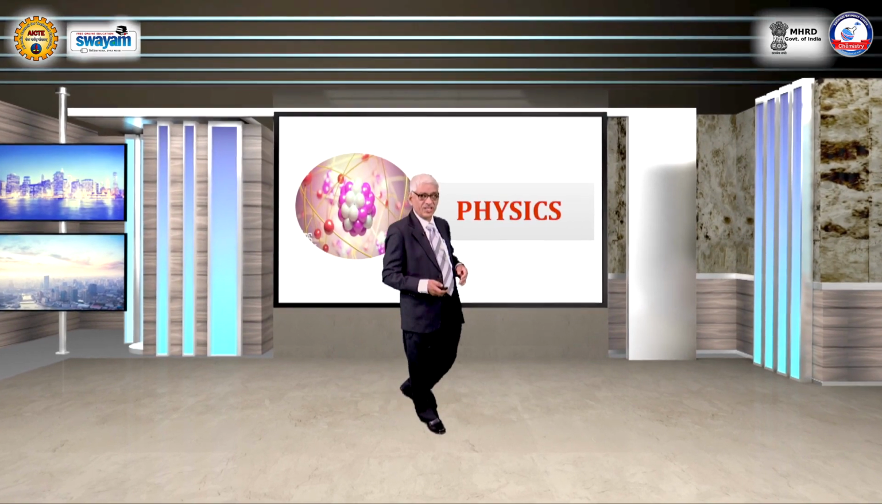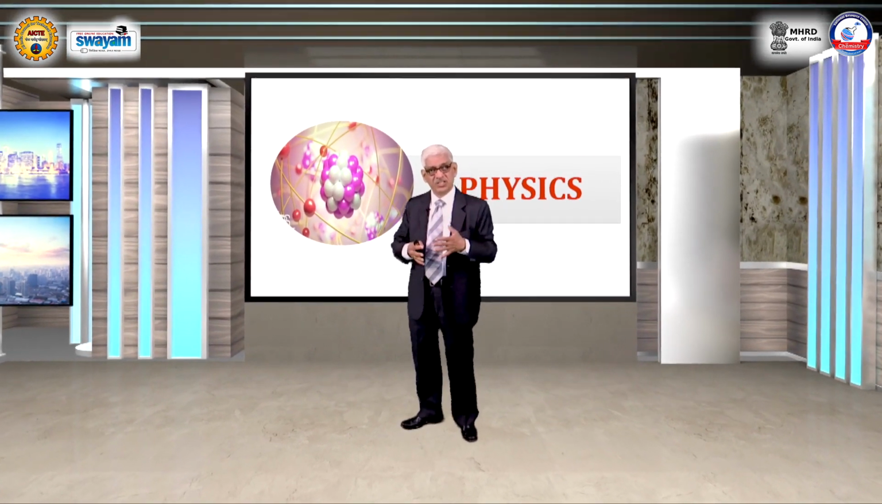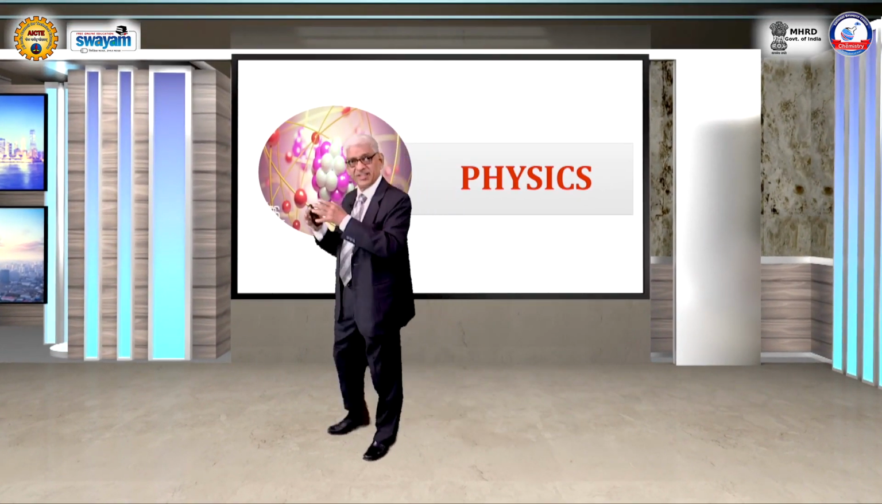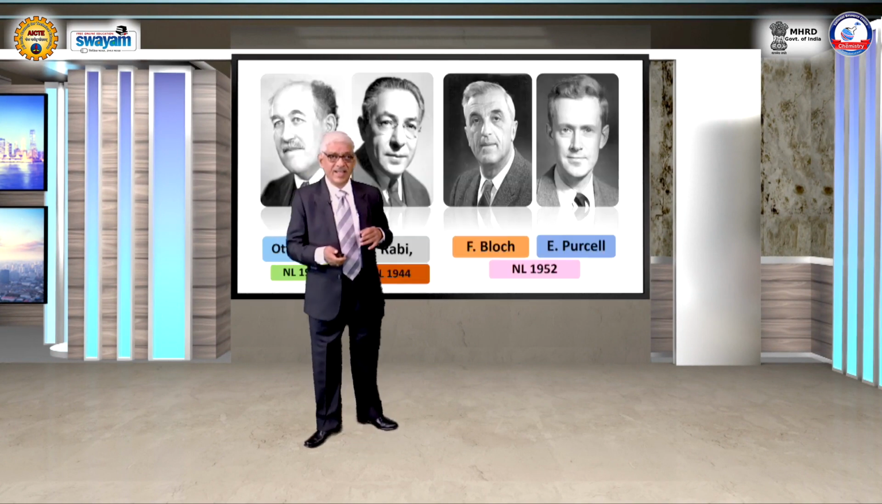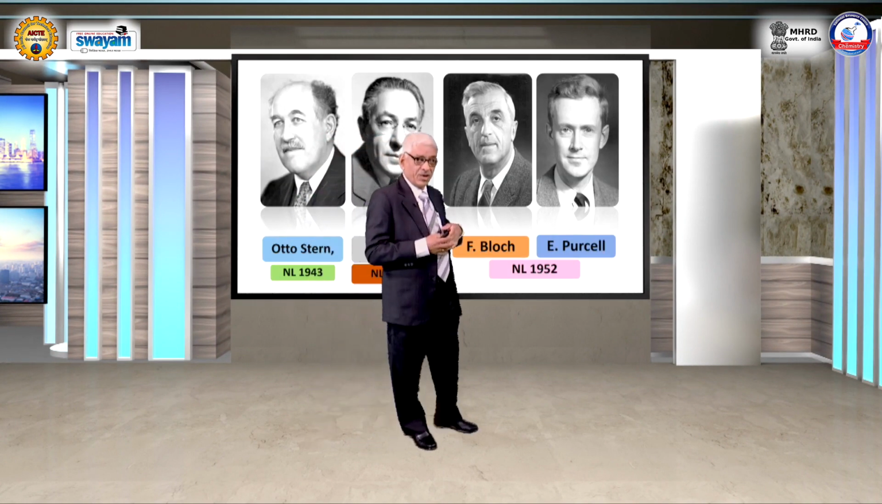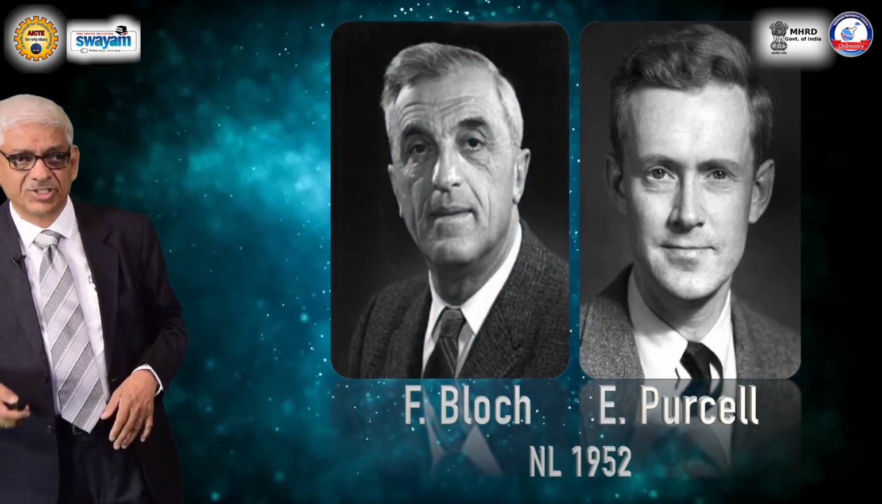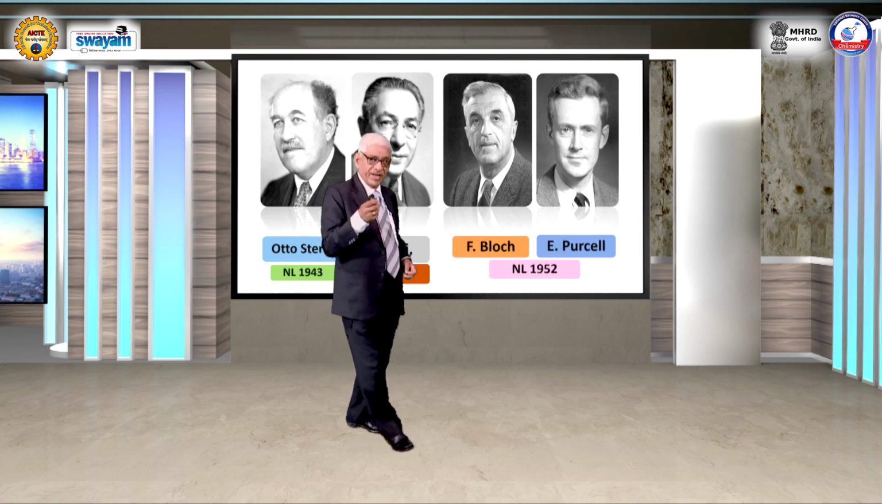Initially it was a technique which originated in the realm of physics, and there were 4 Nobel Prize winners for this. Otto Stern in 1943 got the Nobel Prize, and this was followed by I. Rabi in the very next year, 1944, and these were Nobel Prizes in physics. This was followed by Felix Bloch and E. Purcell in 1952.